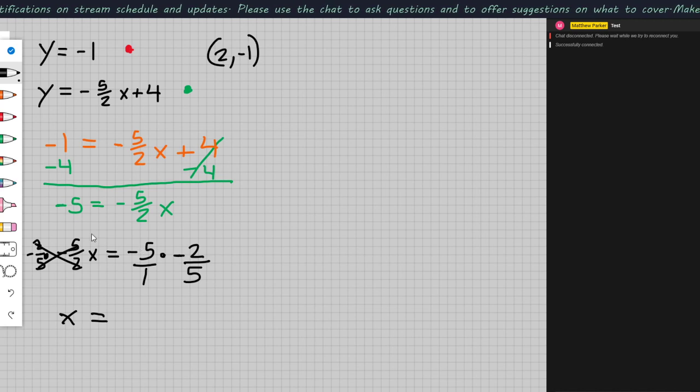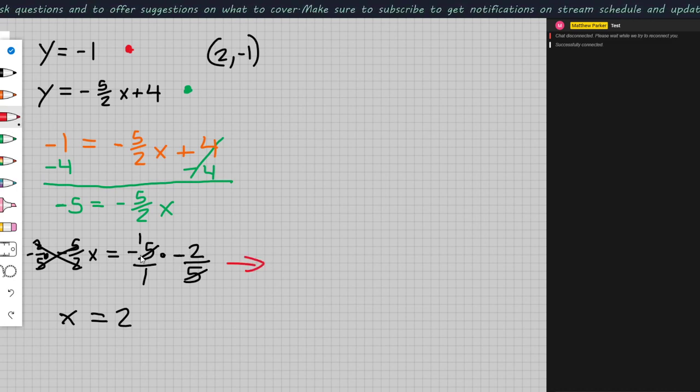Now, again, there's two different ways you can do this. Some of y'all are going to see, oh, this is a -5, this is a 5. -5 divided by 5 is -1. And it'd be -1 times -2, so that's just going to be 2. Or if you cannot see that, that is okay. You can just multiply like normal, so you multiply straight across.